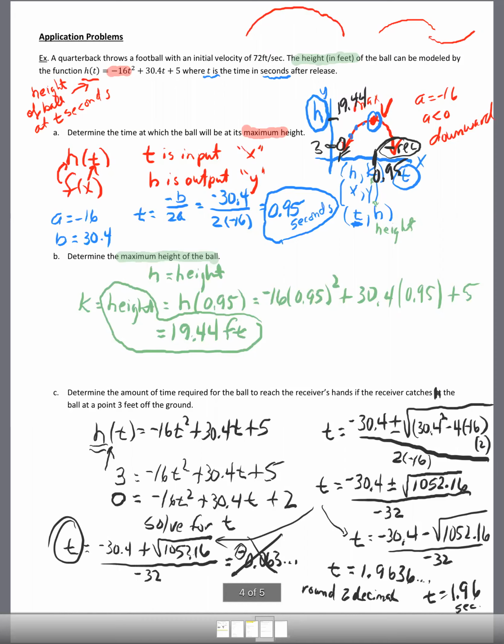So in 1.96 seconds, the receiver should have the ball in his hands about 3 feet off the ground. He didn't have to dive for it or anything like that. I mean, it just literally just fell into his arms. His arms were about 3 foot off the ground, and it took less than 2 seconds to get there.